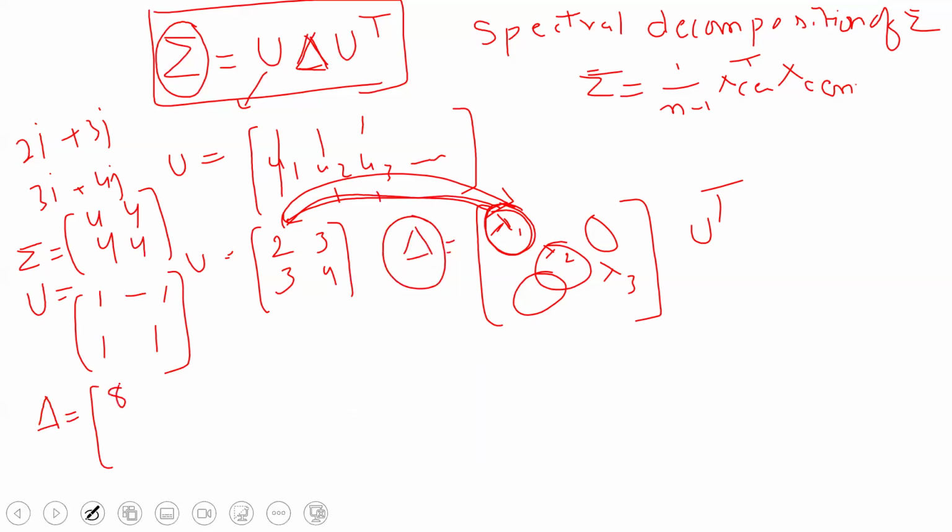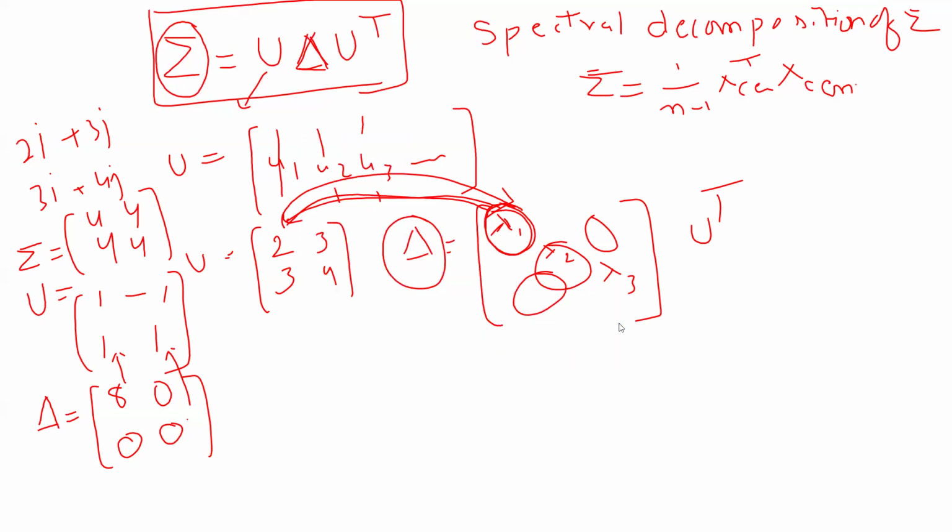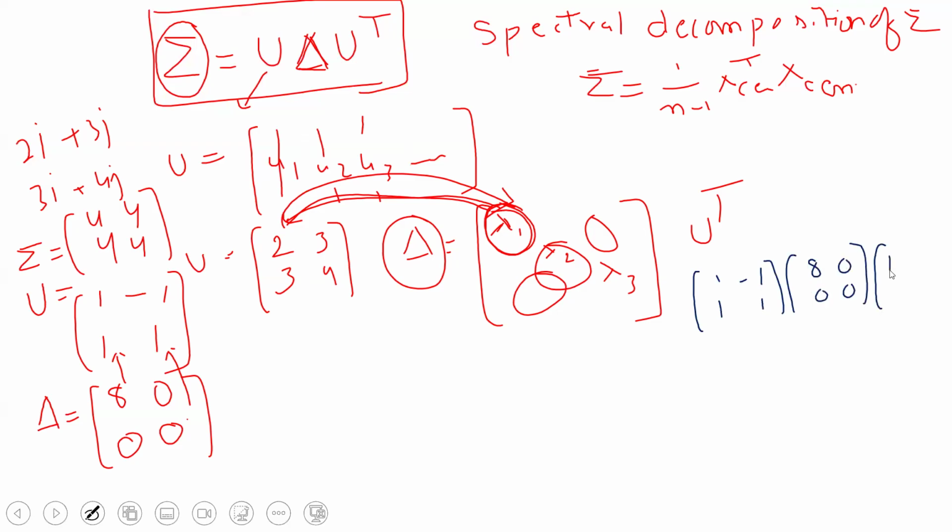8 is the eigenvalue for the first eigenvector, and 0 is the eigenvalue for the second eigenvector, which is (-1, 1). Now I'll simply multiply all of this and see what I get. So U is [[1, 1], [-1, 1]], the diagonal matrix is [[8, 0], [0, 0]], and U transpose is [[1, -1], [1, 1]]. Now let's see if I get sigma or not.